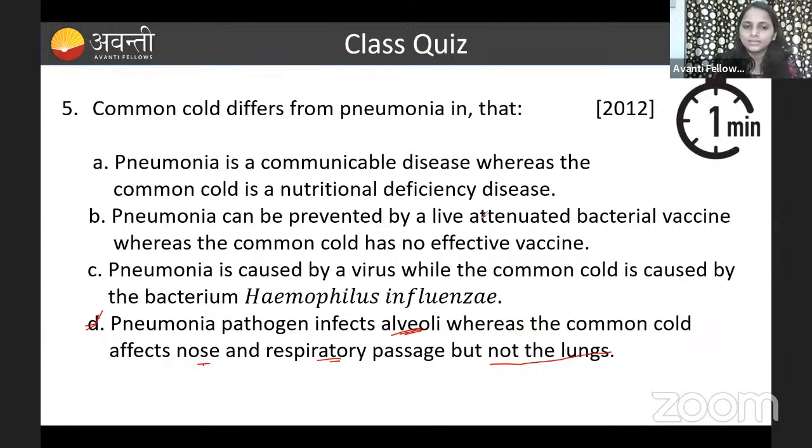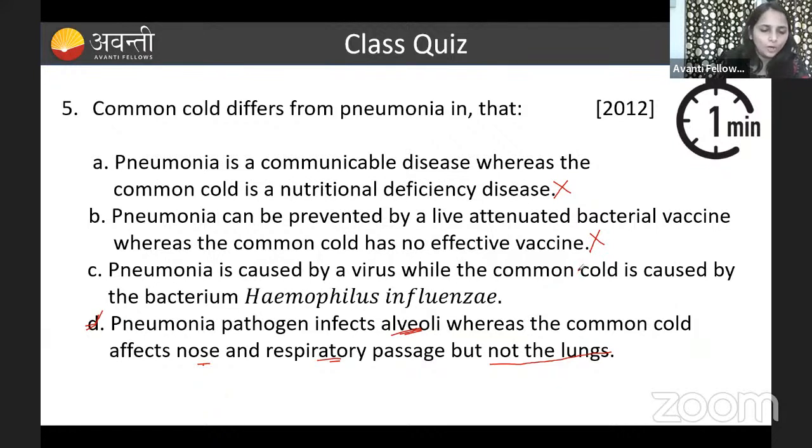Why not option A, guys? Pneumonia is a communicable disease, whereas common cold is a nutritional deficiency. Not at all. The common cold is a communicable disease, right? It is not a nutritional deficiency. If one person in the class has a cold, obviously it will transmit to other persons also, right? So it is a communicable disease, not a nutritional deficiency. Then coming to B, pneumonia can be prevented by a live attenuated bacterial vaccine, whereas the common cold has no effective vaccine. No, this is also not correct. That is also not the correct answer.